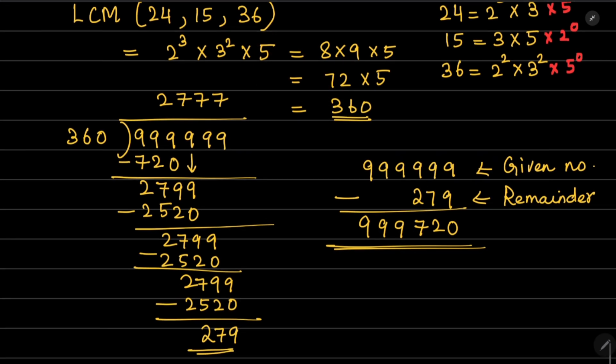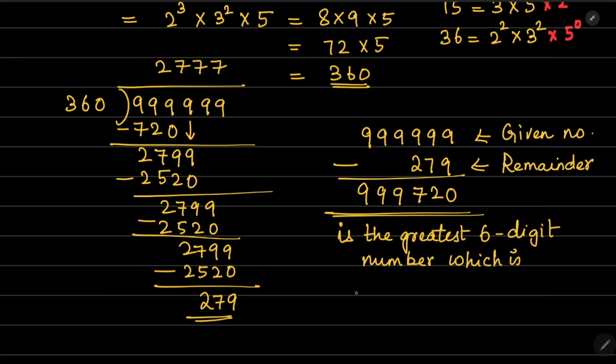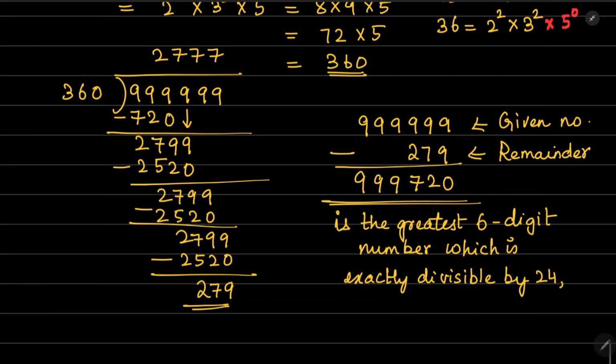Therefore, this number, 999720, is the greatest 6-digit number which is exactly divisible by 24, 15 and 36. Okay.